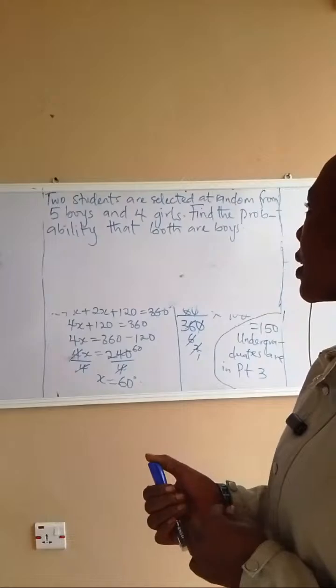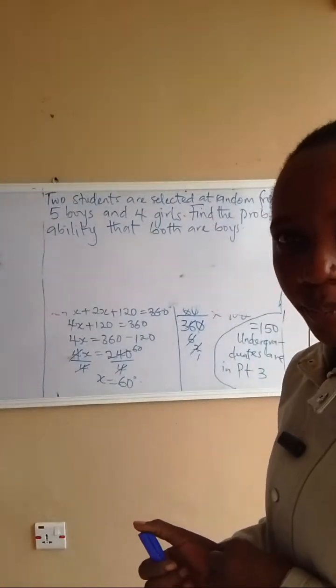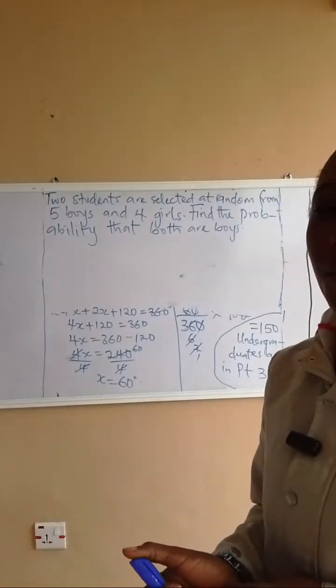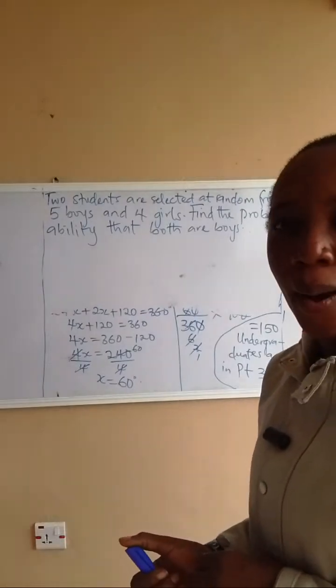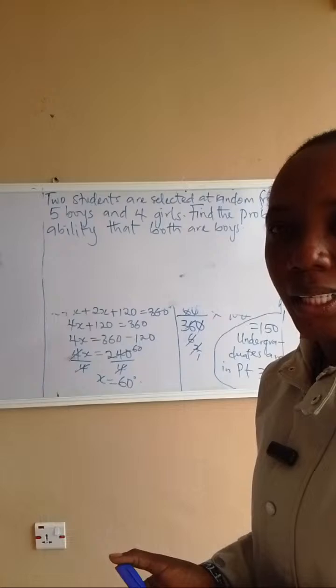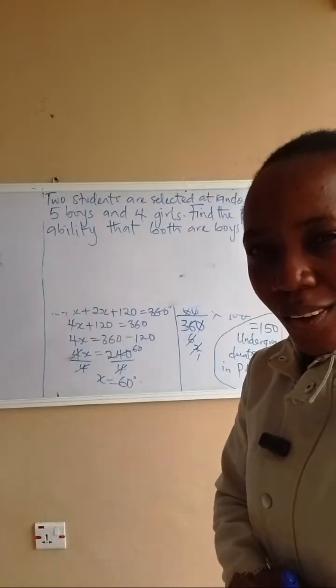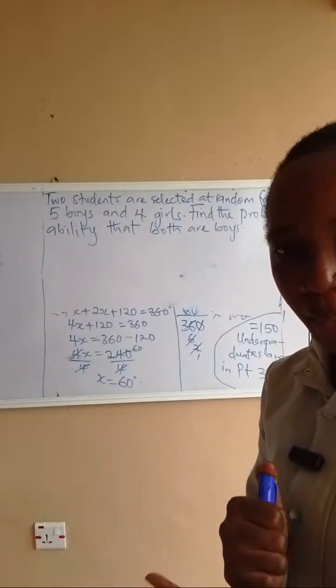2 students are selected at random from 5 boys and 4 girls. Find the probability that both are boys. Solve it. 1 minute is gone. So you have just a minute left.